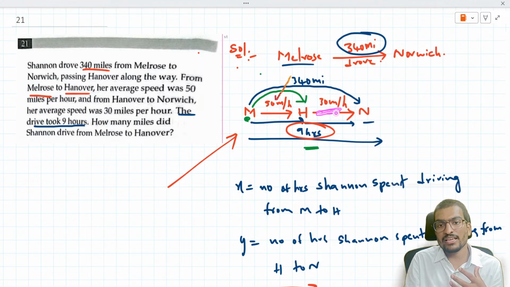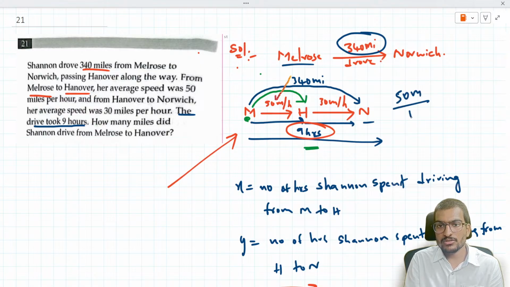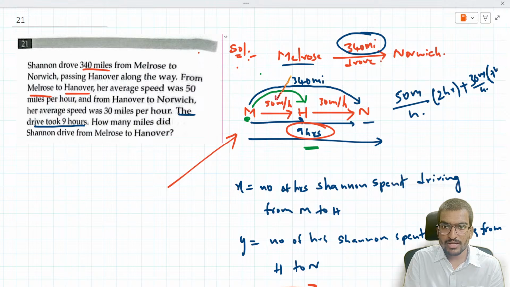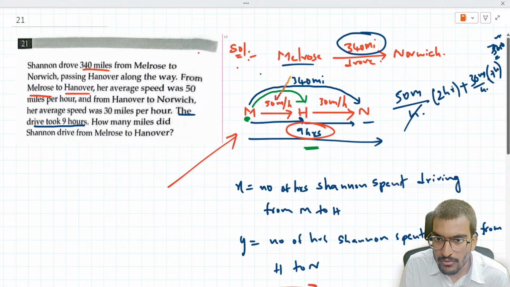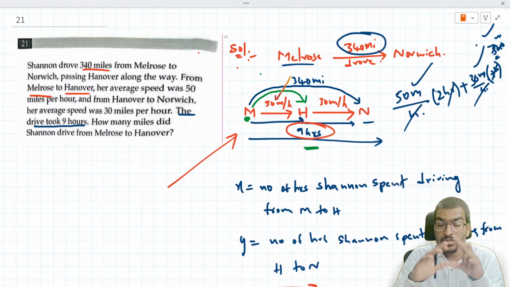We are multiplying 30 miles per hour with the hours so that you will get purely miles. What I mean is, 50 miles per hour is multiplied by, let's say, 2 hours, and the total is 9 hours, right? So plus 30 miles per hour into 7 hours, that equals 340 miles. So when the hours cancel, you end up with miles. Try to connect with the units. Units help you a lot.